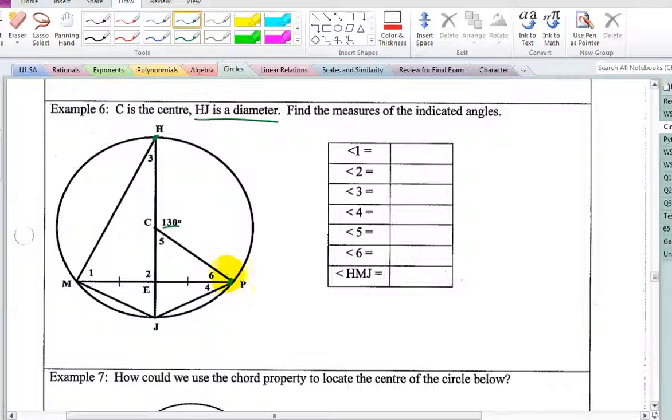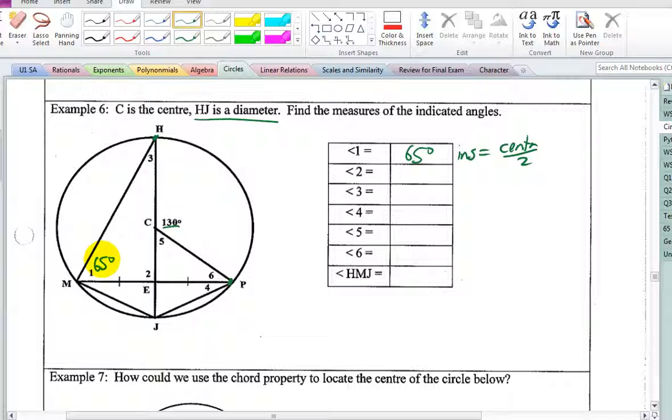The feet are in the same spot. Angle 1 is 65 degrees. Why? Angle 1 is inscribed. What's 130? Central. Okay, so this is going to be inscribed equals the central divided by 2. So that's the reason. Please write the reason because that's more important than 65 degrees.